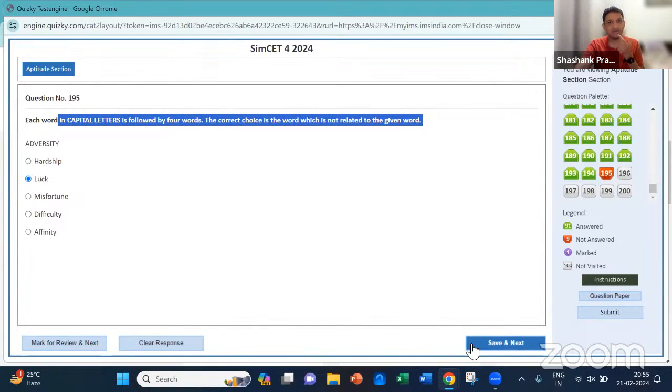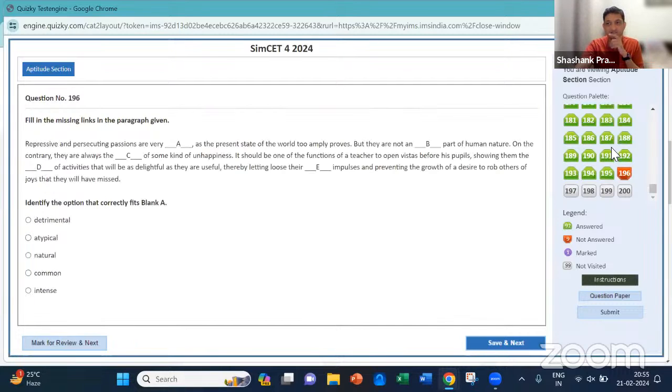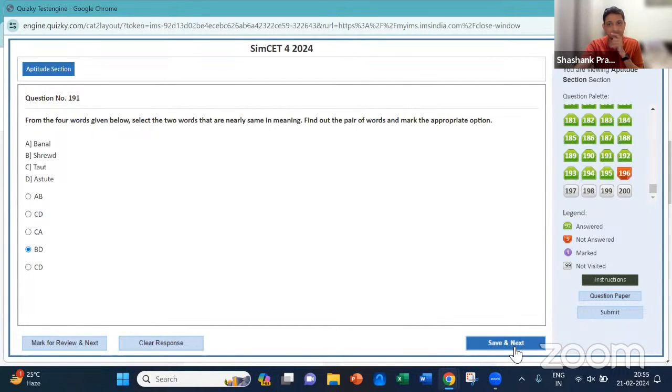Adversity, hardship, luck नहीं होना चाहिए. Everything else is fine. अच्छा, oh sorry, I'm so sorry. Affinity भी तो है ना? Adversity and affinity are not related. Luck is at least an opposite of adversity. So that changes a few things.